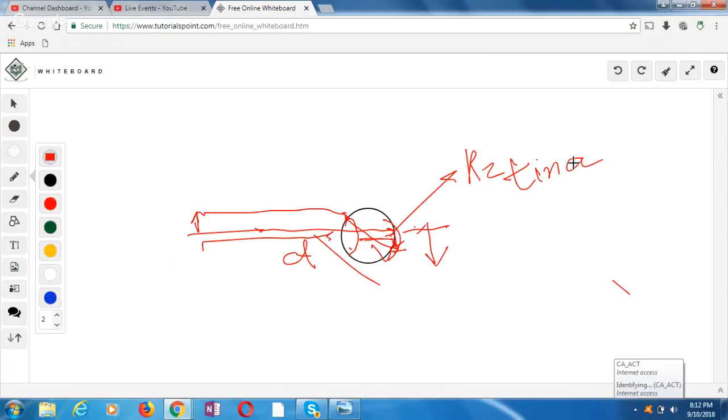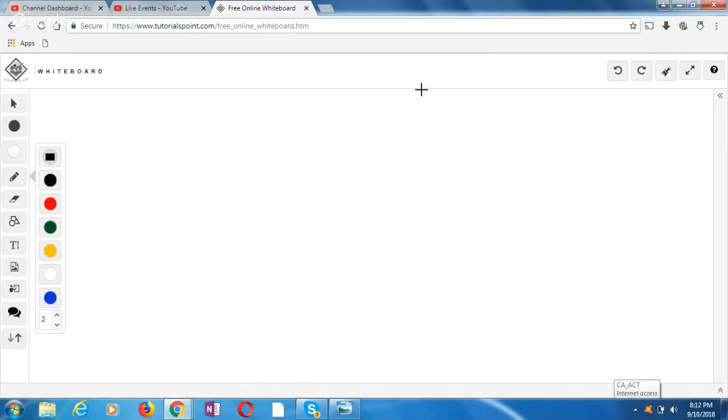Now try to understand what happens if there is some kind of deficiency inside the eye. What do I mean by deficiency? So let me come to defects of vision and its rectification. Before that, let me explain the concept of least distance of distinct vision. What do I mean by least distance of distinct vision?